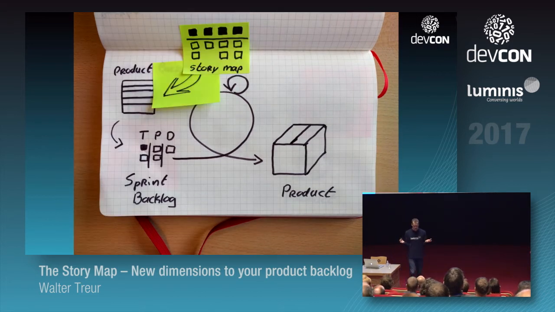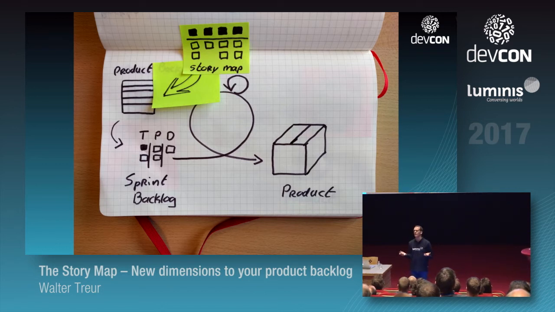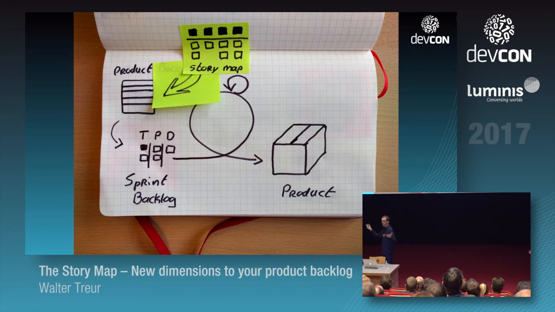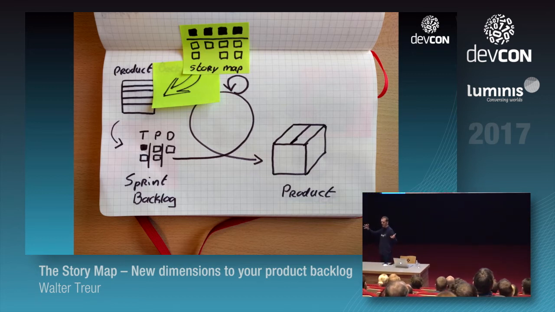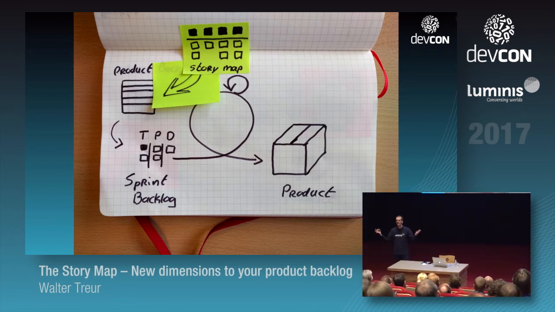So usually we would use the story map as a feed for your product backlog. So you build your story map with your product owner, or your product owner builds one with your scrum master, with some other stakeholders, perhaps an architect.